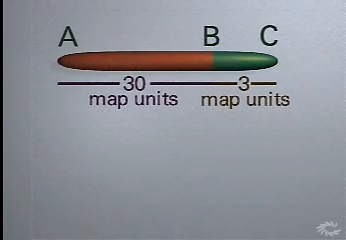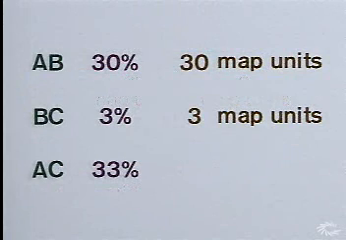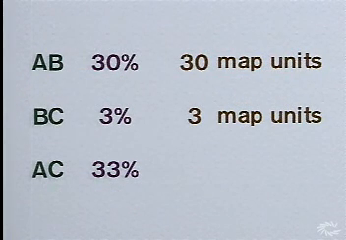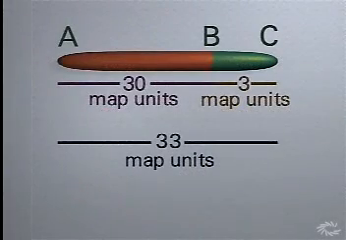Now comes the tricky part. In what order do these genes occur? Is it ABC or ACB? Again, if we follow Sturtevant's work, we can figure out the answer. The distance from A to C is 33 map units. Can you figure out the right choice now?